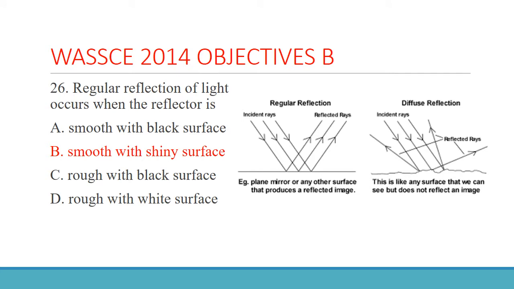Now, regular reflection of light occurs when the reflector is smooth. So for regular reflection, you have the diagram here to show you this type of reflection. The rays falling on the mirror, we call that the incident ray.